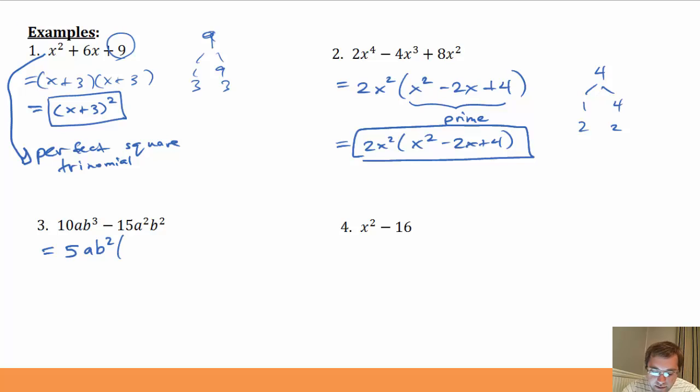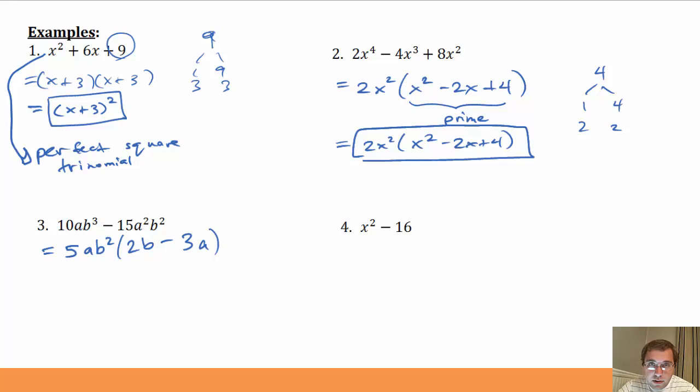If I take 5ab squared out of this, 10 divided by 5 is 2. A divided by a is a. B cubed divided by b squared is b. So I've got a 2b there. Minus 15 divided by 5 is 3. A squared divided by a is a. B squared divided by b squared is 1. So when I factor out 5ab squared, I'm going to end up with 2b minus 3a.